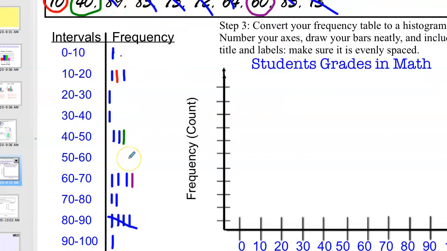All right, so now I have to determine what I'm going to count my y-axis up to. I already know my x-axis. It's going to go from 0 to 100. Those are the grades in math, okay? Frequency is how often something occurs. Now, the most often something occurs is 5 times. So I actually only need this to go up to 5.